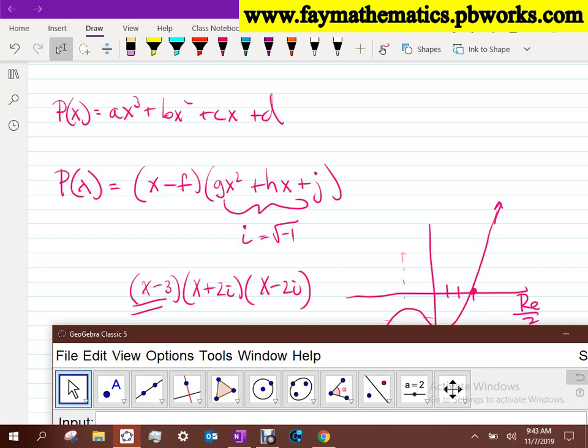So this would be x minus 3 times x squared, right? Plus 4. x squared plus 4. So this gives me negative 4i squared, right? What's i squared the same as? Negative 1. So I got negative 4 times negative 1, which is just positive 4, right?